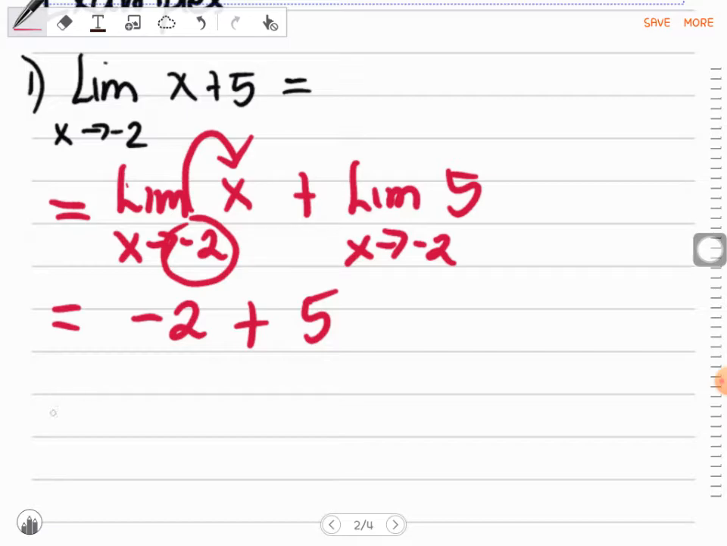And then make a necessary operation. So for this one, it's a subtraction of integers because they don't have the same sign. So you will get positive 3 as the answer for the limit of x plus 5 as x approaching negative 2.